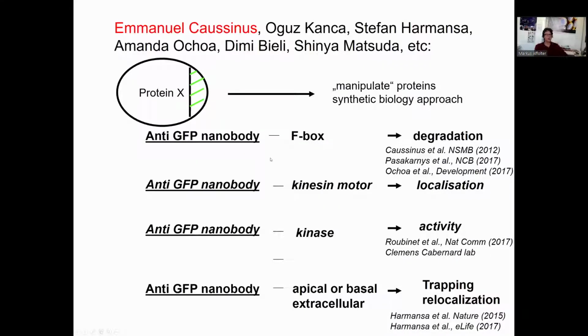Okay, so Emmanuel developed this degron, a nanobody against GFP fused with an F-box. Then you can degrade proteins. We use that extensively in the lab and in collaboration. Many people use it now. Of course, you can use it also for a lot of other things. And Shinya will tell you how you can use this method now to ask more about DPP dispersion. How does DPP really need to be secreted from a cell and go away from this cell?